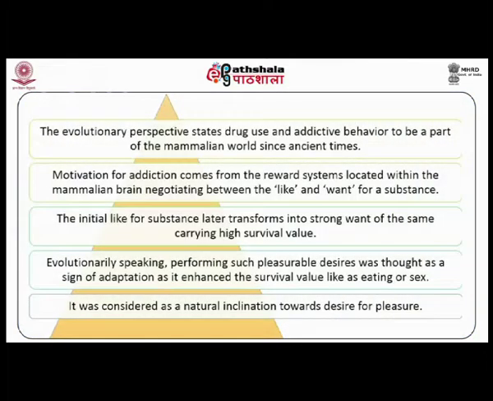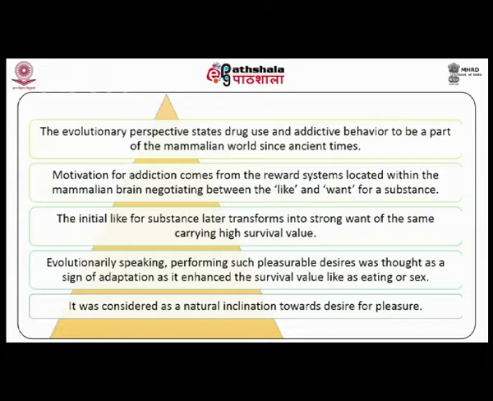The evolutionary perspective states that drug use and addictive behavior have been a part of the mammalian world since ancient times. Motivation for addiction comes from a reward system located within the brain, negotiating between the liking and wanting of a substance. The initial liking for substances later transforms into a strong wanting of the same, carrying high survival value.